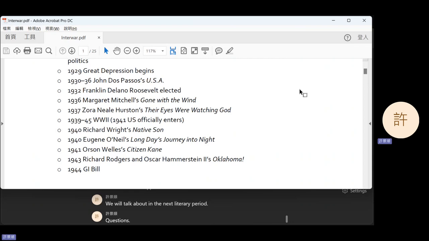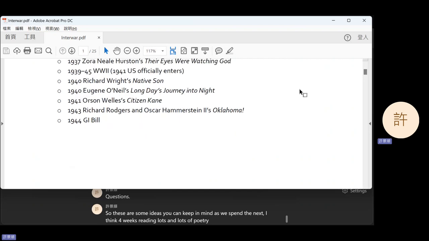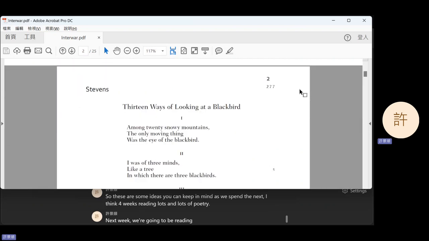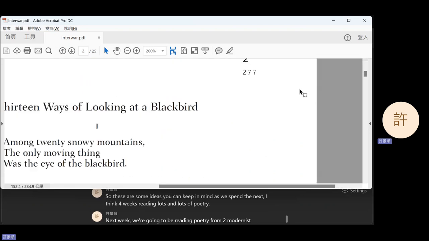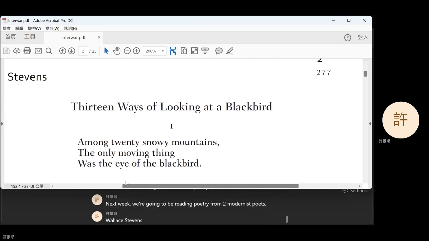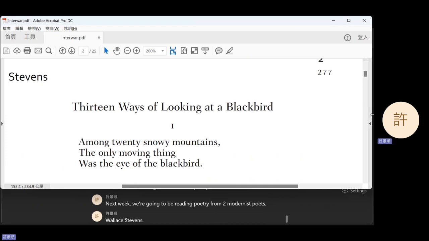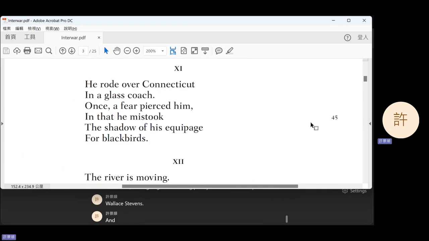So these are some ideas you can keep in mind as we spend the next, I think, 4 weeks reading lots and lots of poetry. Next week, we're going to be reading poetry from two modernist poets, Wallace Stevens and William Carlos Williams.